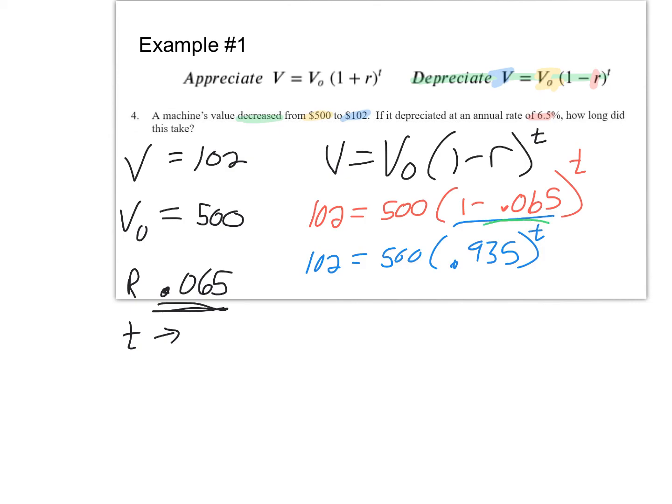Now, obviously, I can't raise this to the t. I don't know what t is. So our next step is we got to get that chunk alone. So we're going to divide by 500. Now again, if you want to reduce the fraction, you can reduce it by twos. You'd have 51 over 250. If you want to do that, you can. I'm just going to keep it as 102 over 500 because, again, I'm just going to plug it into my calculator. It'll take care of business for me anyway. We have 0.935 raised to the t.